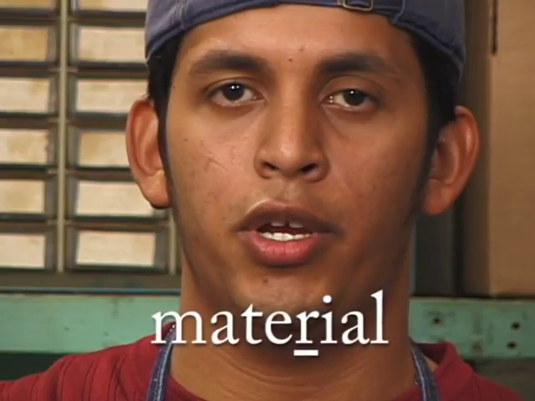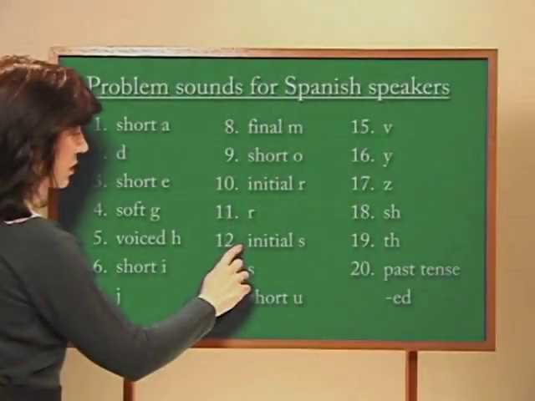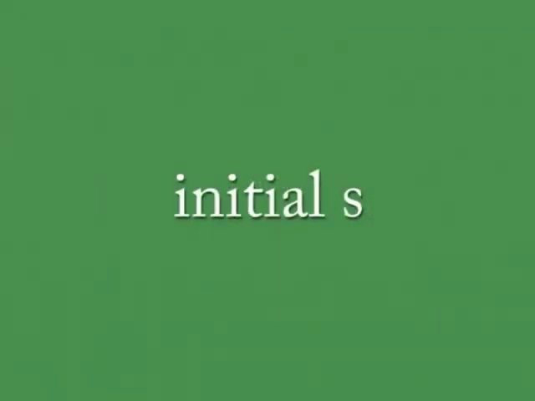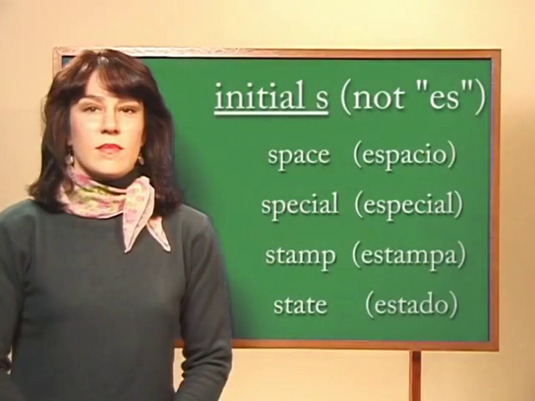Material. The initial S sound. S. The S sound is made by opening the mouth medium wide. The teeth are shown clenched together. The tongue touches all of the bottom teeth. Air is blown through slowly.